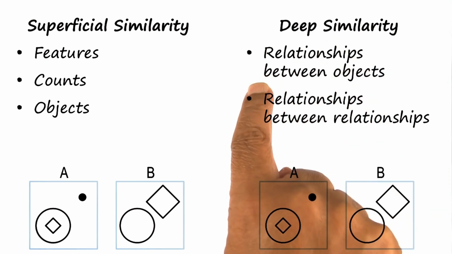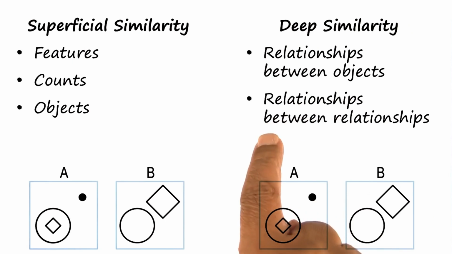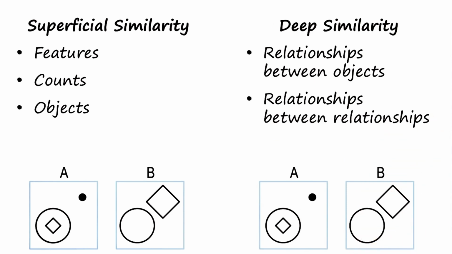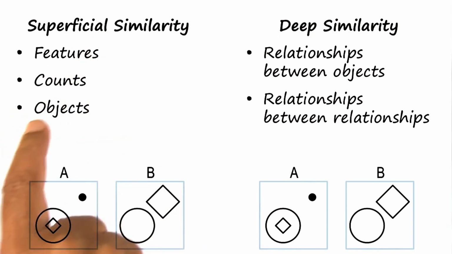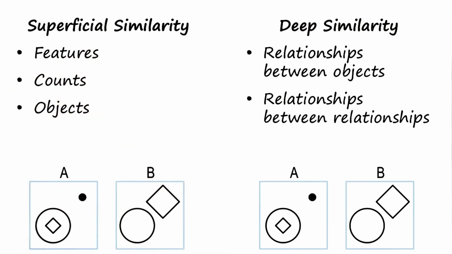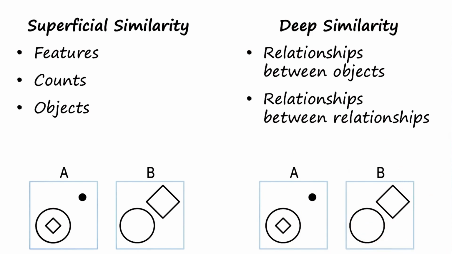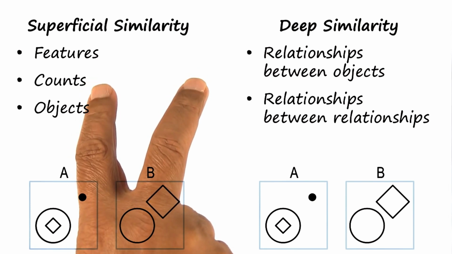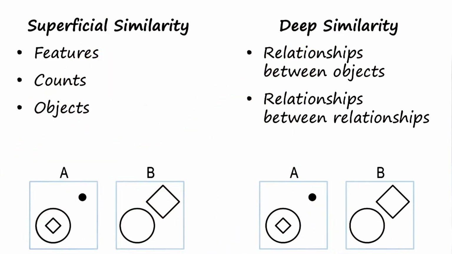This is an example of a binary relationship, a relationship between two objects. This is an example of a higher order relationship, a tertiary relationship if you wish. This is a relationship between objects. You might even say that these are examples of unary relationships. These are just examples of objects and their features and counts. In general, as we go from unary relationships to binary relationships to tertiary relationships to even higher order relationships, the similarity becomes deeper and deeper. This means that the mind decides two situations to be more similar if the similarity is at the level of relationships between objects rather than simply at the level of objects or features or counts.